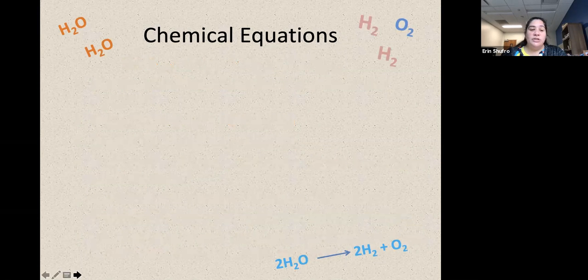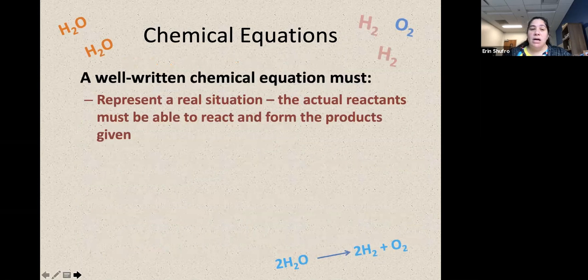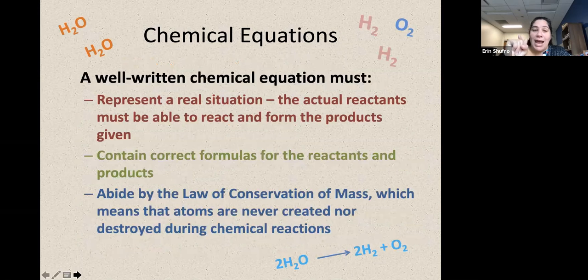So how do we do that? Okay. So again, a well-written chemical equation must represent a real situation, meaning the actual reactants must be able to react and form the products given. It must contain correct formulas for the reactants and products.